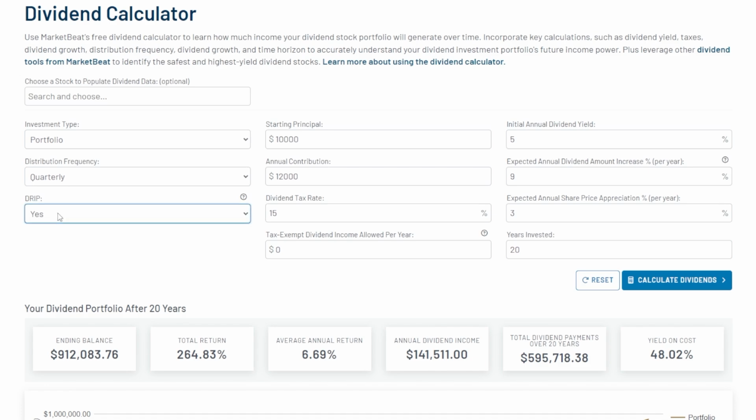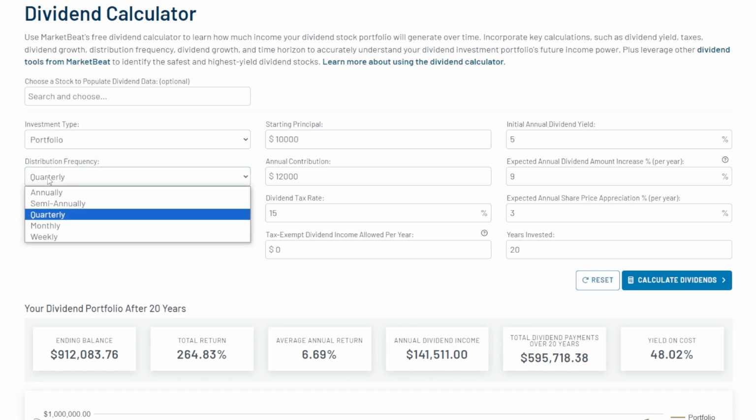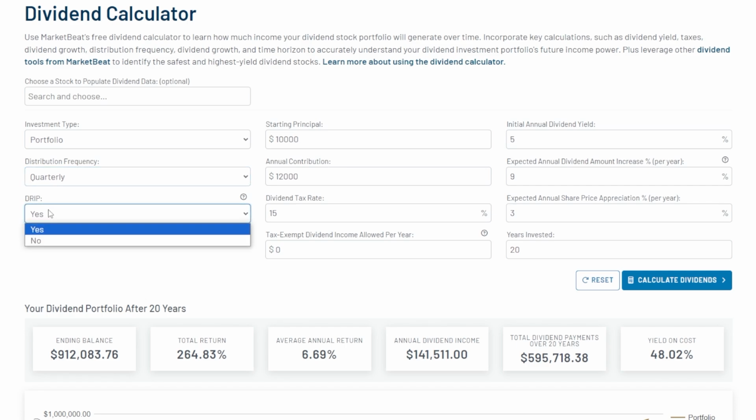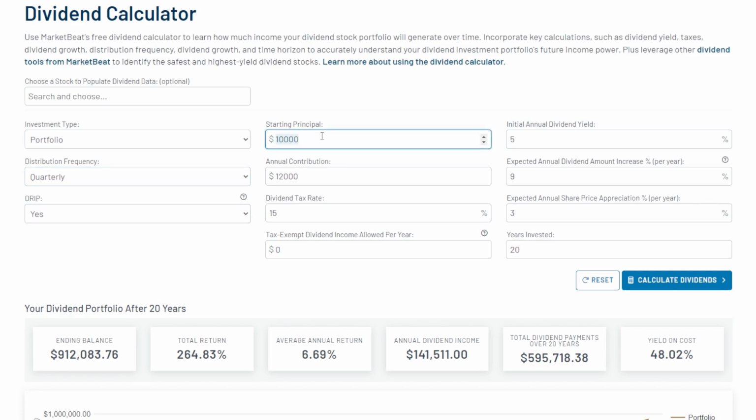Then DRIP can be turned on or off. DRIP stands for Dividend Reinvestment. Now DRIP basically means you're going to be reinvesting your dividends or reinvesting all the distributions ongoingly back into the portfolio, which of course you can use yes or no. Now, the starting principal is going to be how much money you're starting off with as far as your portfolio from day one.